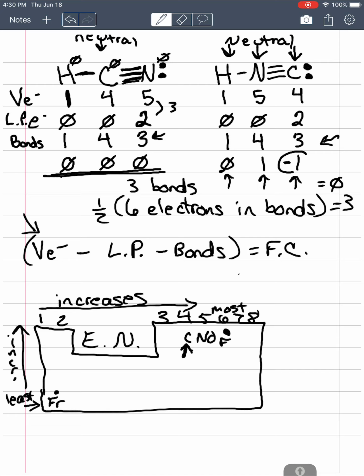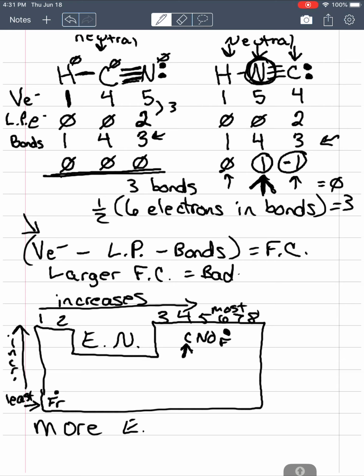But the thing that doesn't follow the rules is that in this one we have larger formal charges, which is bad. Also, nitrogen is more electronegative, so it should be the one with the negative formal charge. But if you look right here, that's not negative, that's positive. Carbon is less electronegative, and it ended up with the negative charge. Also bad.